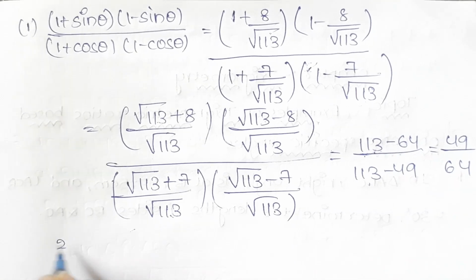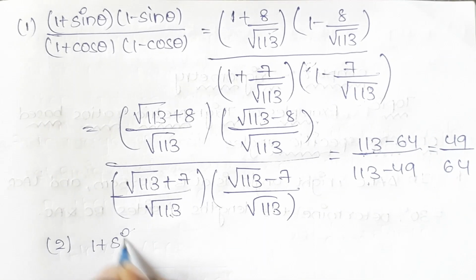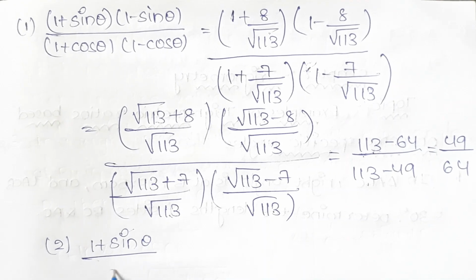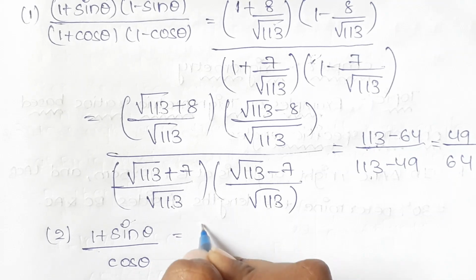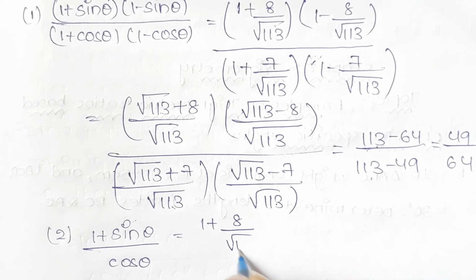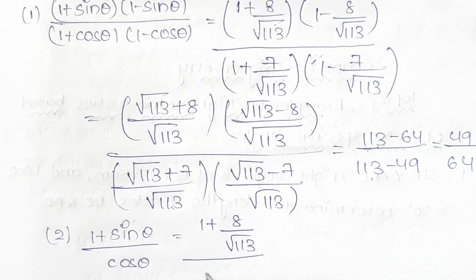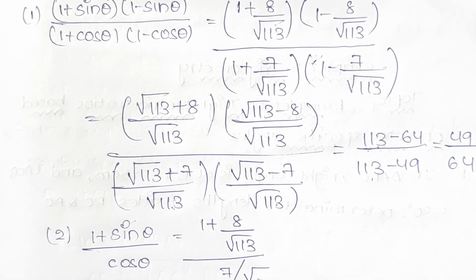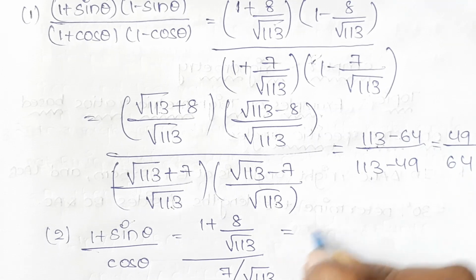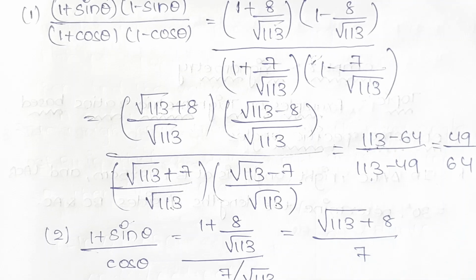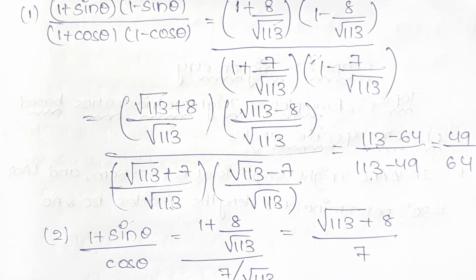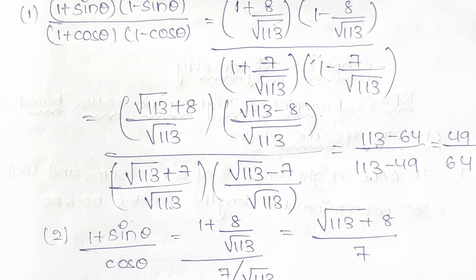This is about the first one. Now second one is 1 plus sin theta by cos theta, that equals 1 plus 8 by root 113 divided by 7 by root 113, and from this root 113 plus 8 by 7, because here the denominators get cancelled. This is about the 7th problem. Now let us see the 8th one.